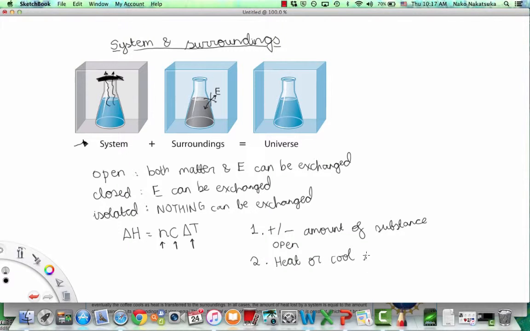And this is an example of a closed system, right? Where energy is being exchanged in the form of heat, where heat is leaving or heat is coming in. But on the other hand, matter is not being exchanged because we're not adding or subtracting an amount of a substance. And finally, we can do work on the system.